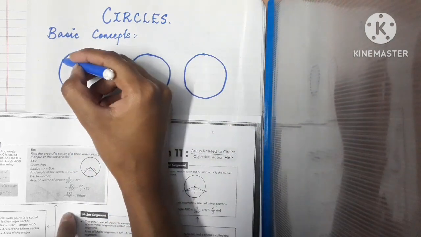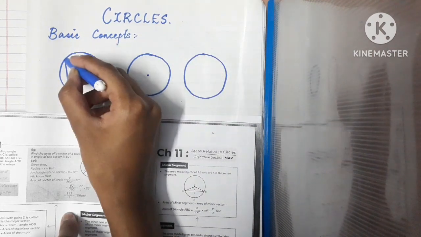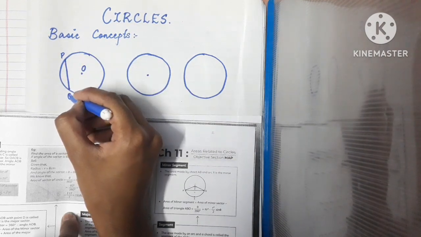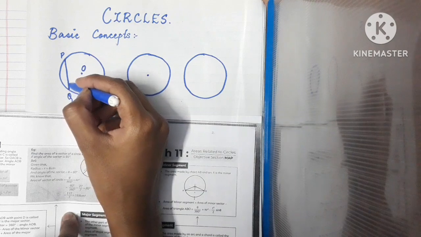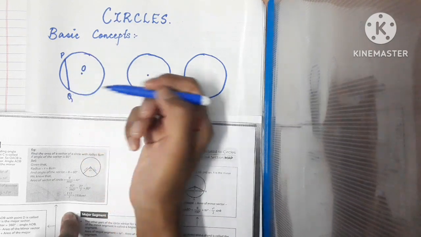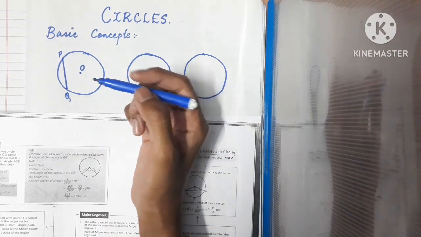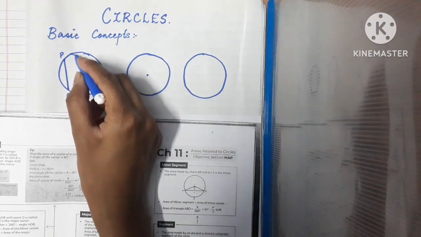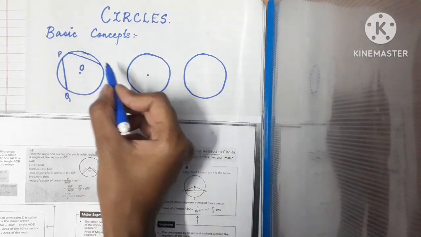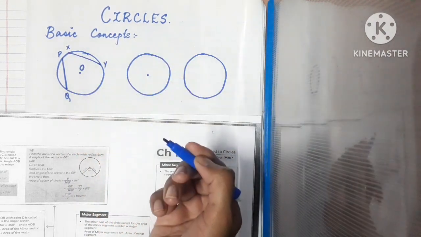For example, if I draw this line segment, this line segment is joining two points. Let's name this point P and this point Q. So this line segment is joining the points P and Q, so this line segment is called a chord. Any line segment that joins any 2 points of the circle is called a chord. So simple. So this is also a chord. Let's name the points X and Y.